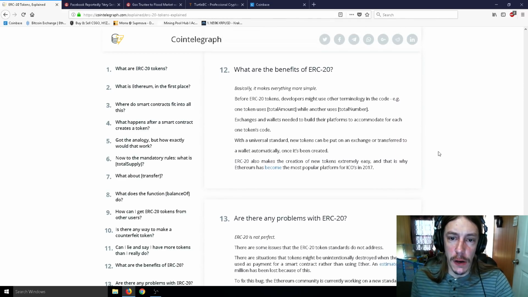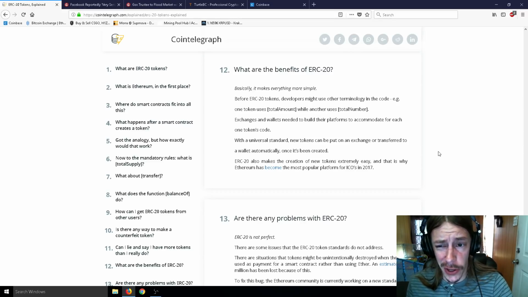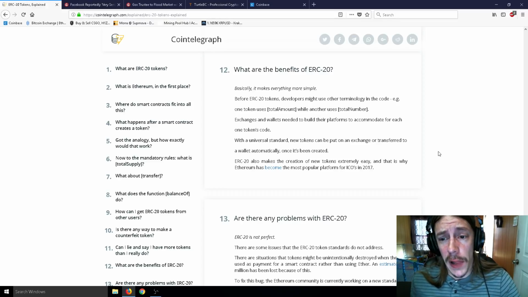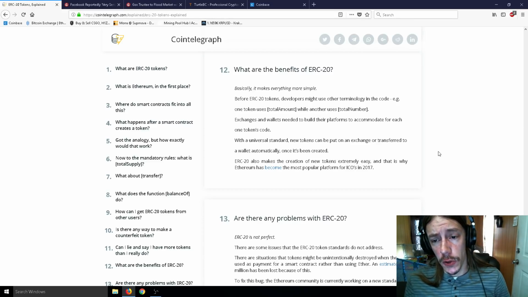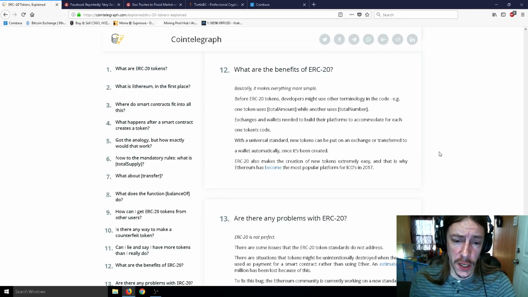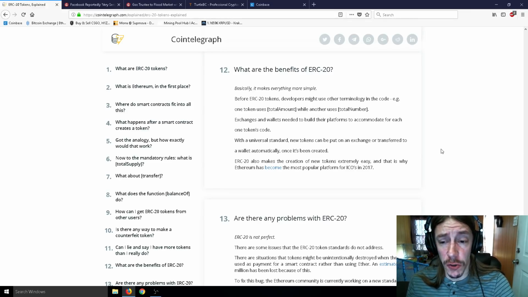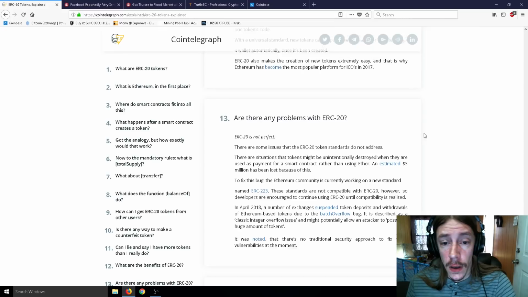So what are the benefits of ERC-20? Before ERC tokens, developers might use different terminology in the code. One token uses total amount, while another uses total number. So exchanges and wallets need to build their platforms to accommodate each token's code. With a universal standard, new tokens could be put on an exchange or transferred to a wallet automatically once created. ERC-20 also makes the creation of new tokens extremely easy, and that is why Ethereum became the most popular platform for ICOs in 2017.